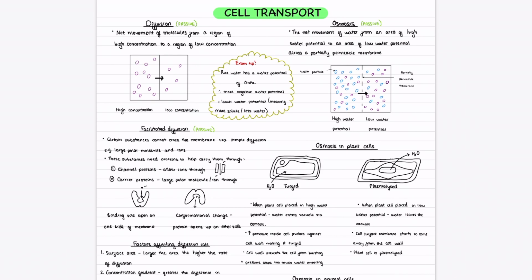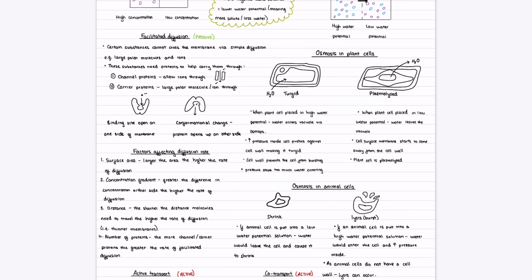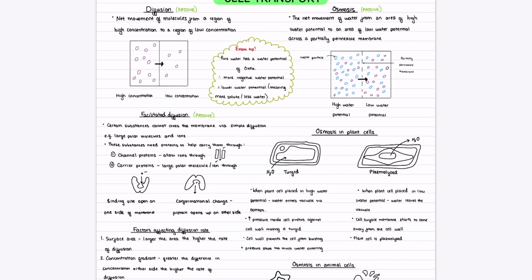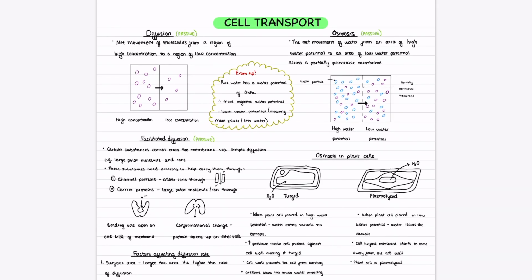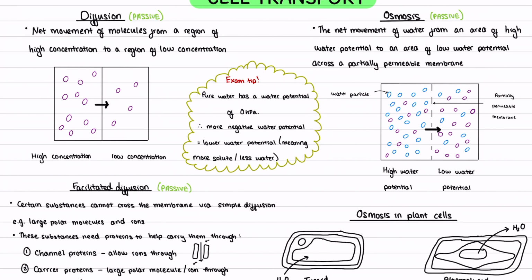In this video, I'll be continuing on with the cell structure topic, and I'll be going through cell transport. So, there are two categories transport can fall under, either passive or active. Passive transport is where ATP is not needed and the movement is along a gradient, whereas active requires ATP and the movement is against the gradient. I will go through the passive transports first.